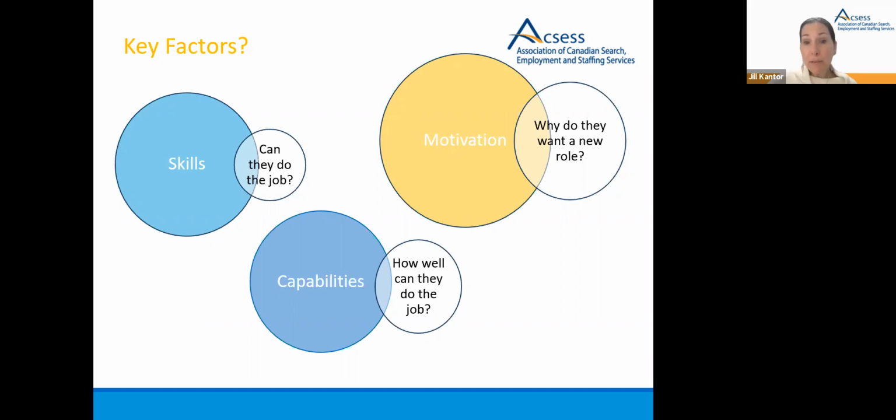And so based on these, my question to all of you is, of these three key areas, skills, capabilities, and motivation, which one would you say is the most important key factor and why? What would be the most important factor and why?